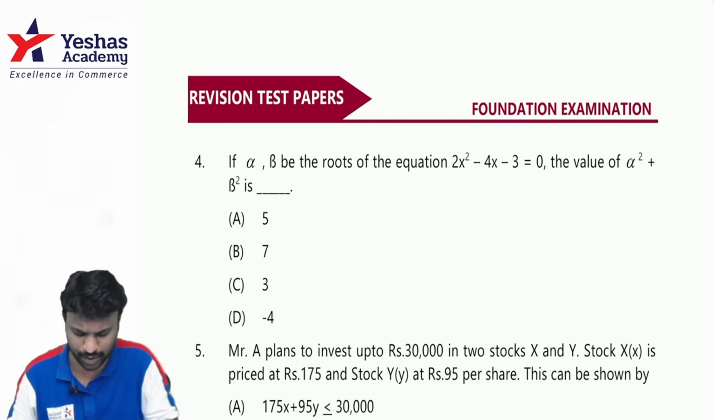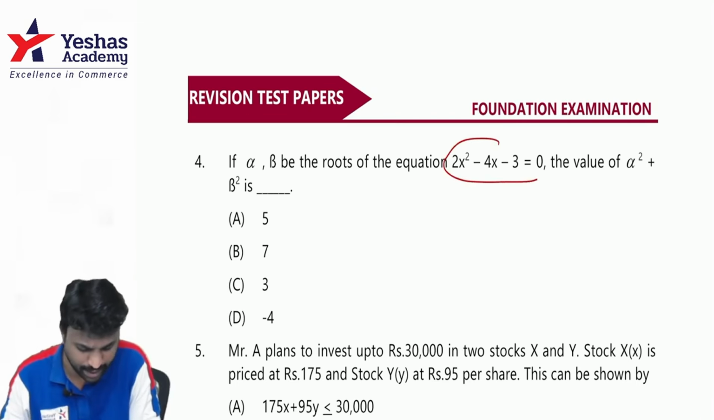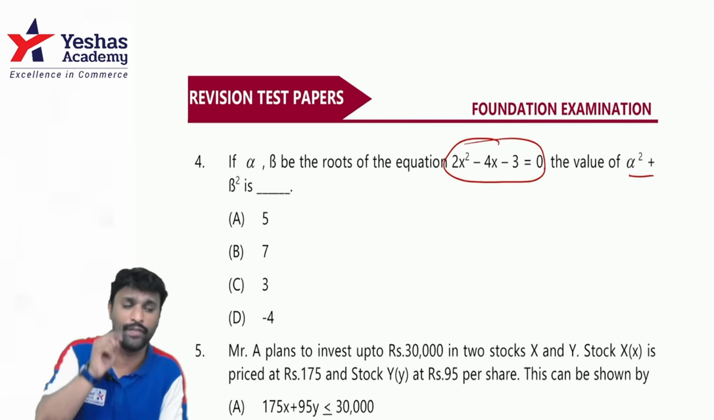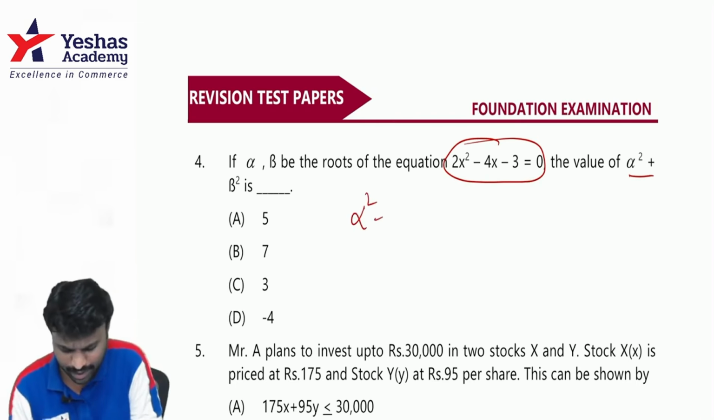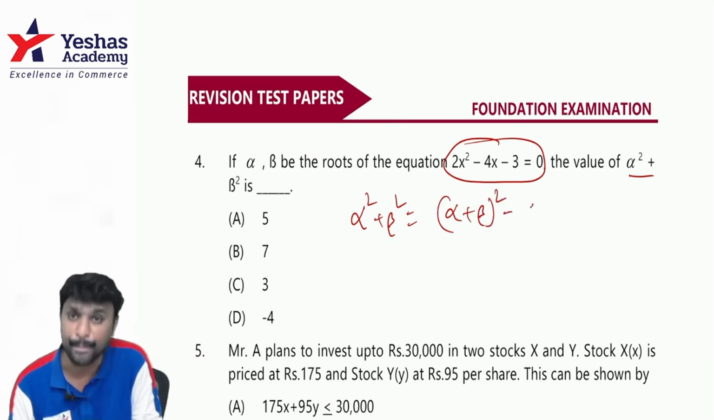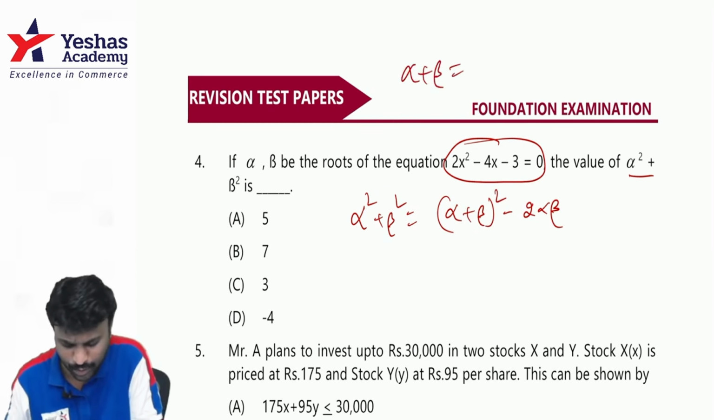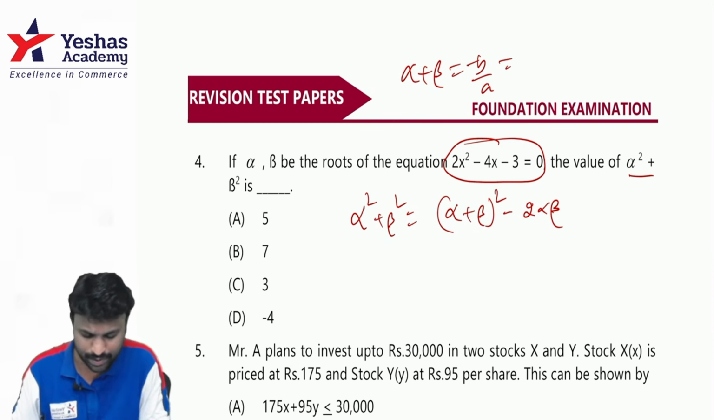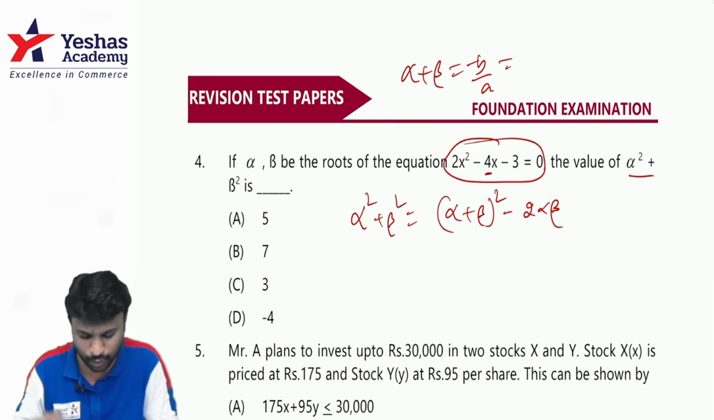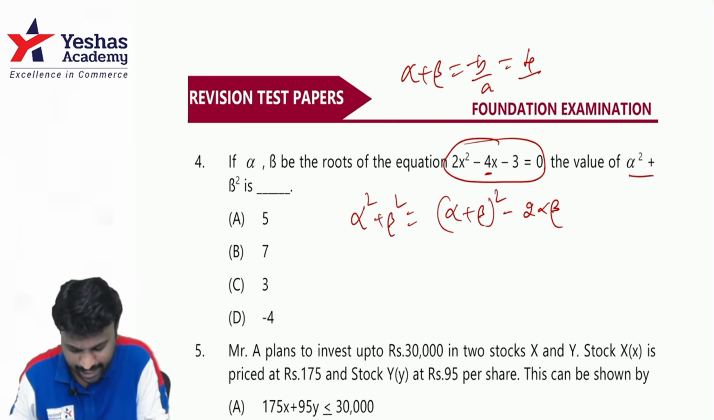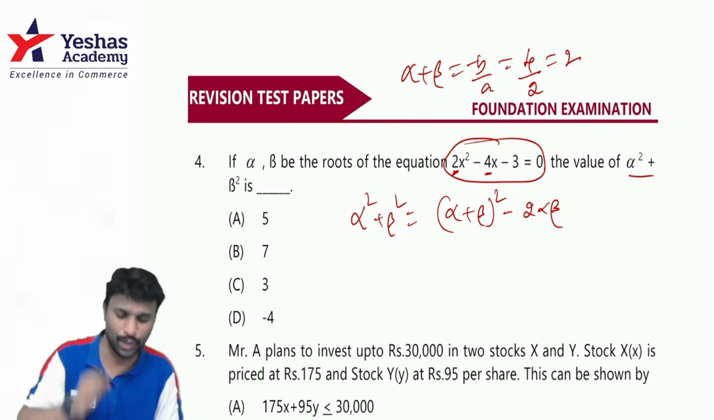Guys, moving on to the next question. They have given a quadratic equation. They are asking us to find alpha square plus beta square. Guys, what is alpha square plus beta square? It is alpha plus beta the whole square minus 2 alpha beta. Guys, what is alpha plus beta? The sum of the roots, it's minus b by a. What is b here? Minus 4. Minus of minus 4 is plus 4, and a value is the coefficient of x square, which is 2. So sum of the roots is 2.